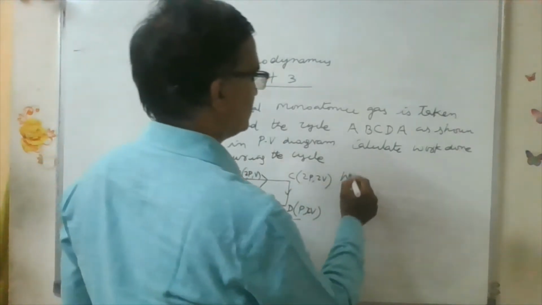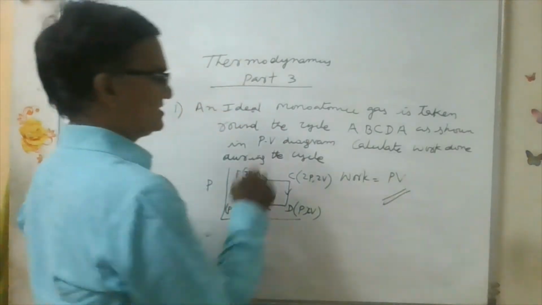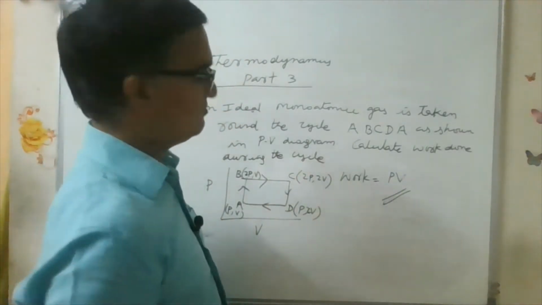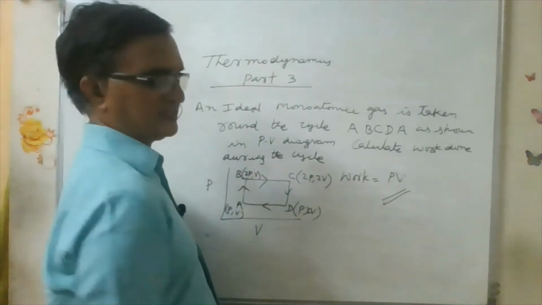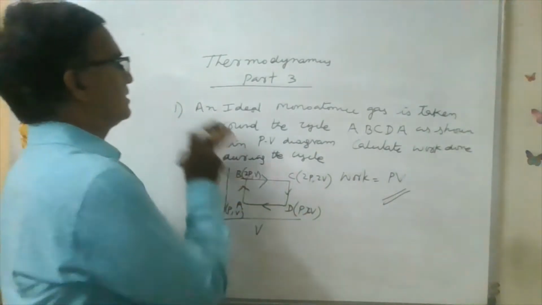So what is the work done? Change in pressure times change in volume. P into V is the work done here in this case. Okay, simple question.